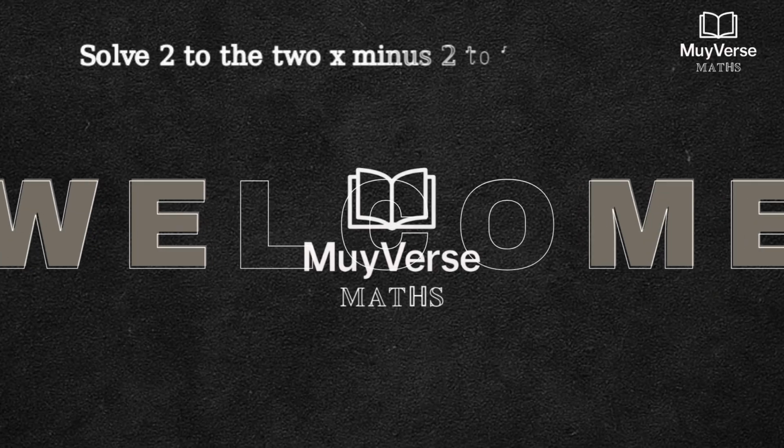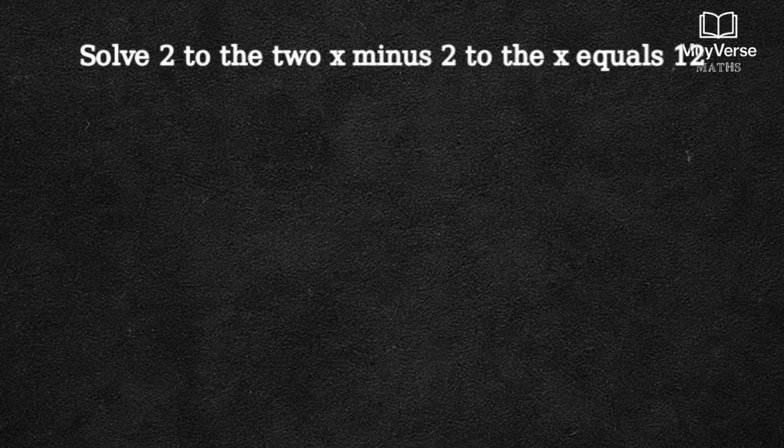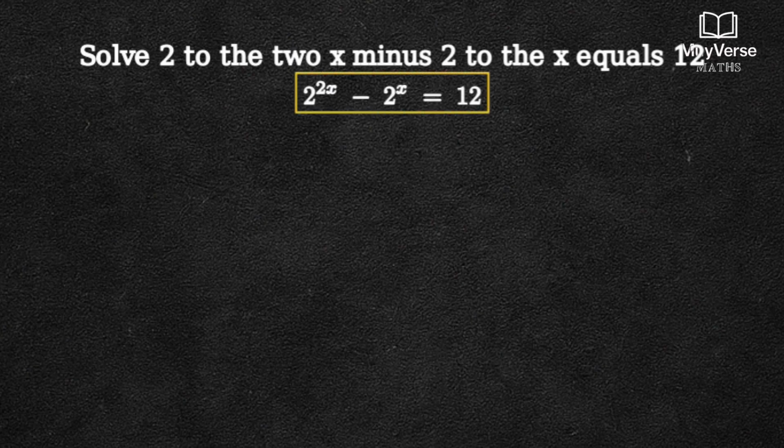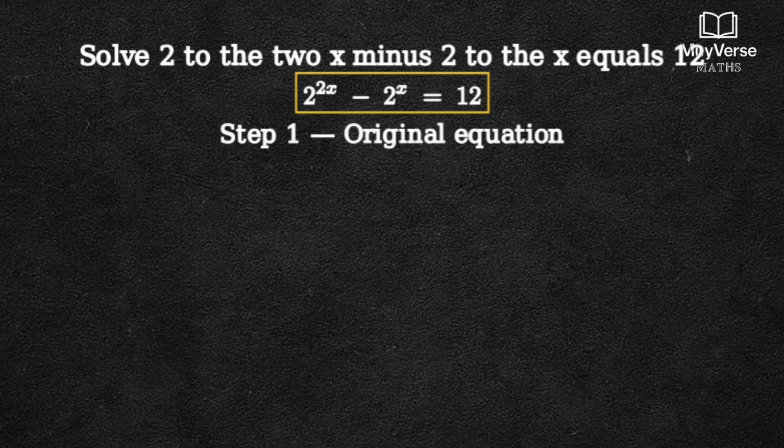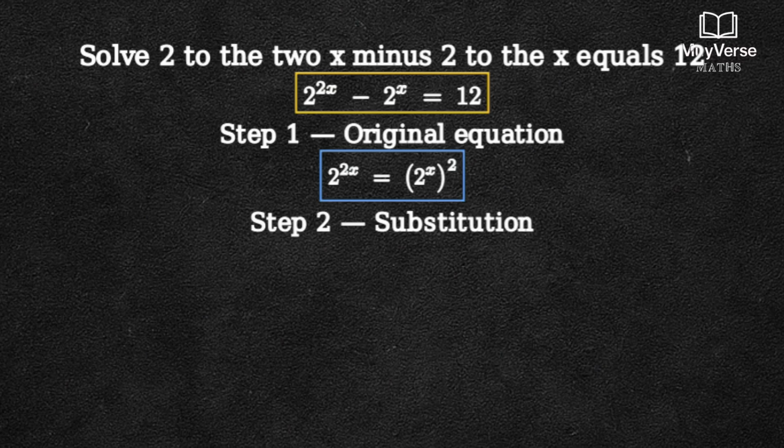We will solve the exponential equation by turning it into a quadratic, then solving and back substituting. Step 1. Write the original equation. Notice that 2 to the 2x equals the square of 2 to the x. Step 2. Use substitution. Let y equal 2 to the x. Then the equation becomes y squared minus y equals 12.